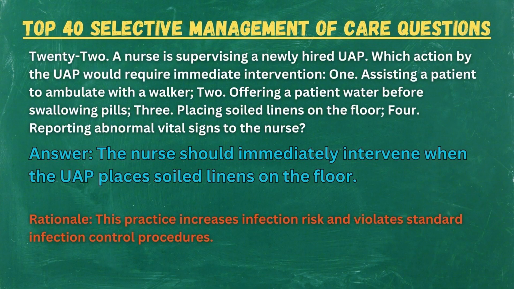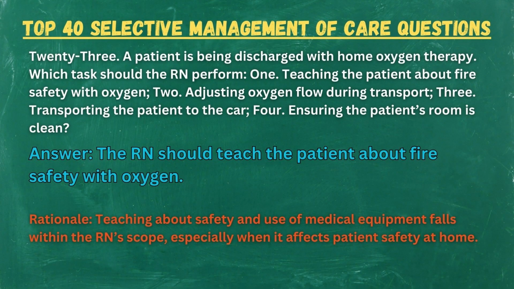Answer: The nurse should immediately intervene when the UAP places soiled linens on the floor. Rationale: This practice increases infection risk and violates standard infection control procedures. 23. A patient is being discharged with home oxygen therapy. Which task should the RN perform?